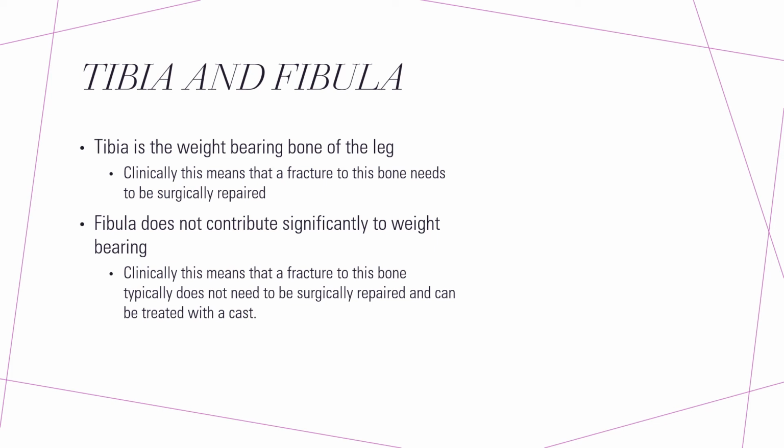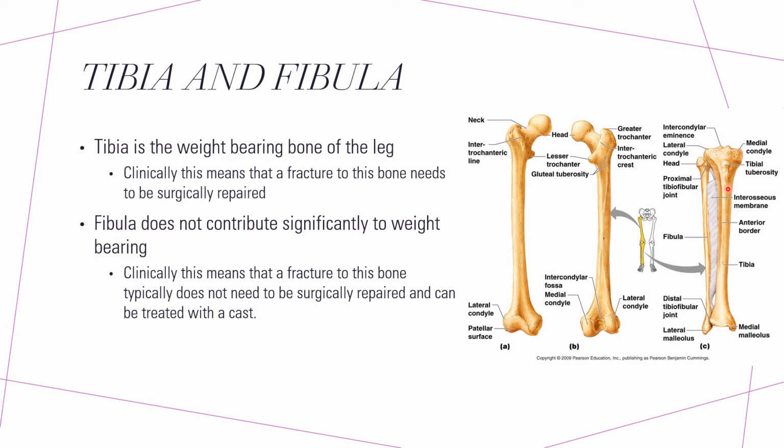Now let's talk about the tibia and fibula. In the leg, being the portion of the lower extremity below the knee, the tibia is the weight-bearing bone. You can see how it's thicker here. So clinically, if you have a fracture in this bone right here, the tibia, it generally needs to be surgically repaired.